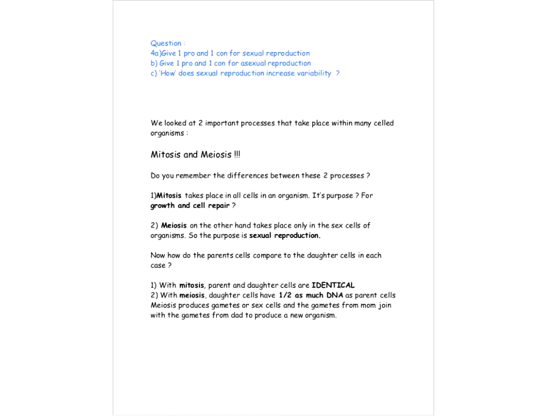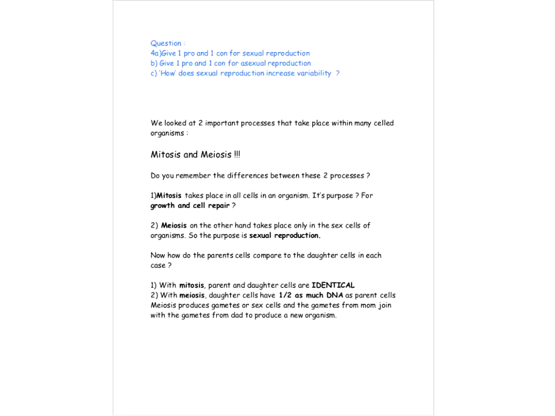Let's look at the difference here. Mitosis takes place in all cells in an organism. You pick any one of your cells and it's going to do mitosis. Why does it do mitosis? Because it needs to grow, it needs to keep reproducing. Your cells keep dividing and growing over again, right? And also you get cell repair.